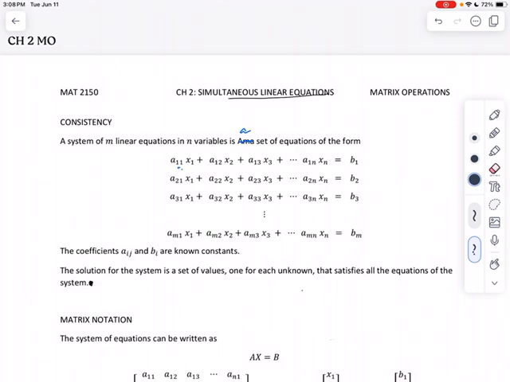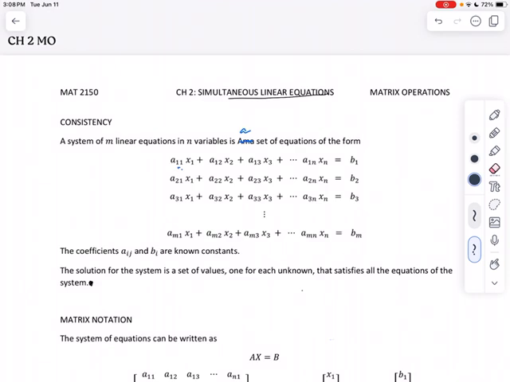Okay, so this is chapter 2 of the matrix algebra book, the matrix operations book.